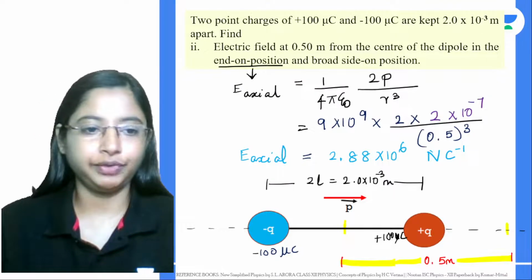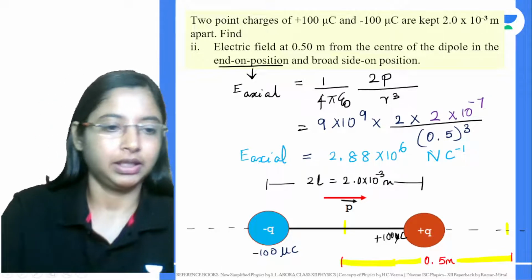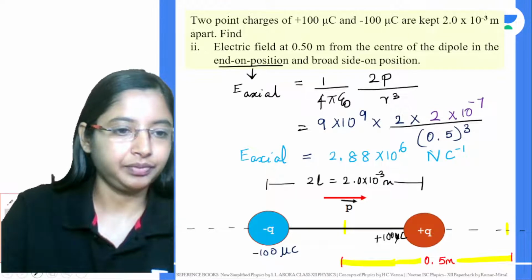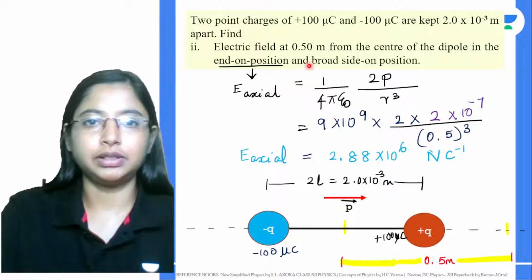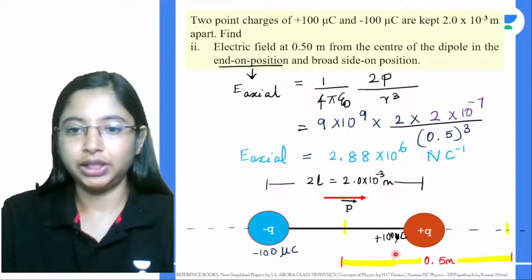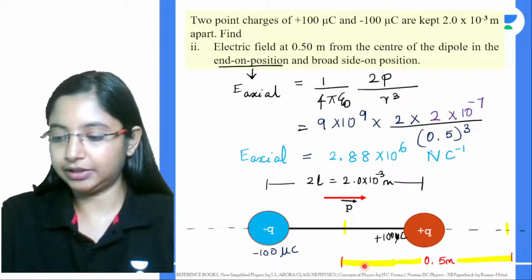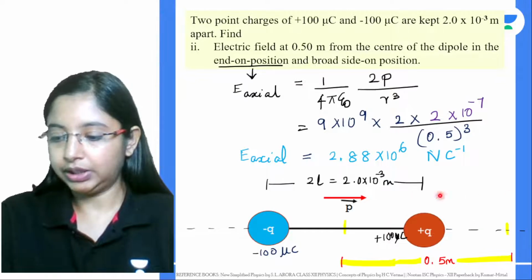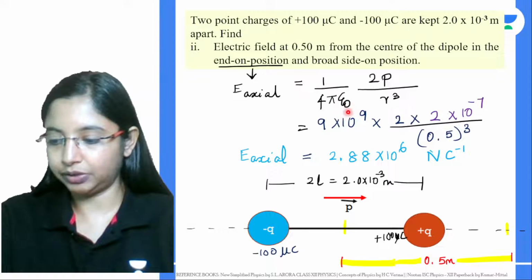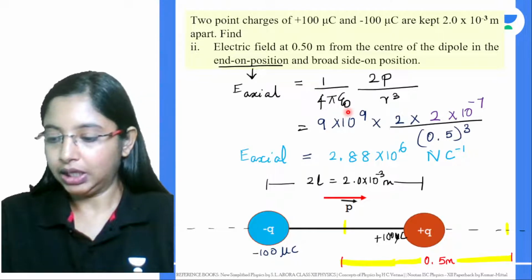Now let's carry on with the question. Now they are asking us to find the same electric field if you are choosing 0.5 meters apart for a broadside on. So this is your end-on position. End-on position is your axial position. Now the broadside on position will be the equatorial plane.